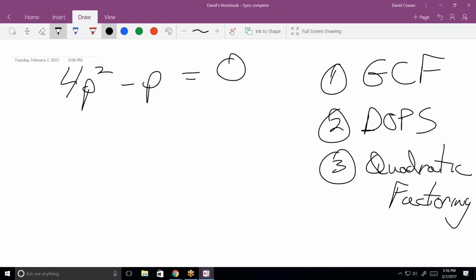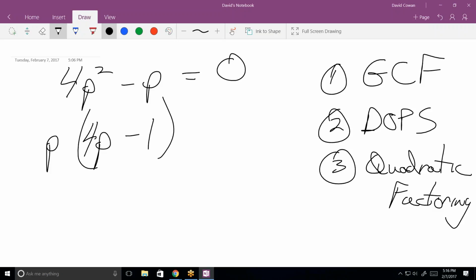Just 1. Factor it, give me 2 terms. What's the greatest variable you can take? Oh, I see what you meant when you said 1. That's not considered a factor. In other words, I cannot pull a number out, but I can pull a variable out. P. What's left? -1. Hold on, go left to right. 4p minus 1.